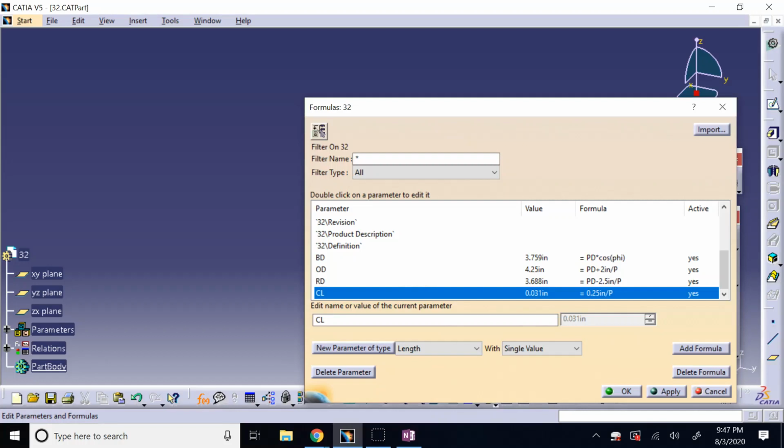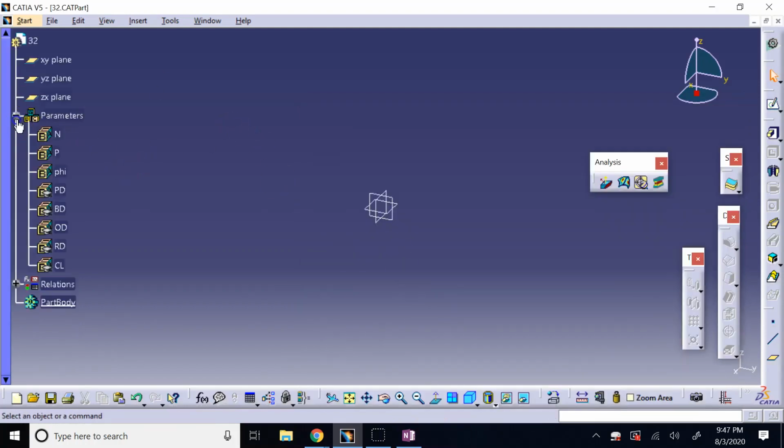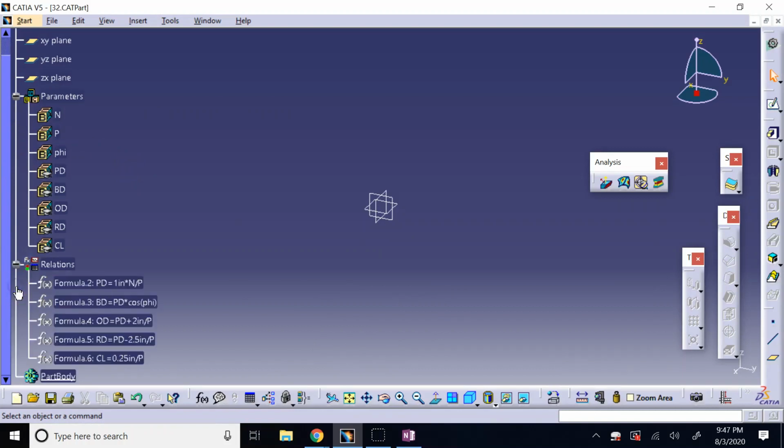So far, I guess I have created the parameters and formulas I needed, and I should be able to see them on the tree.